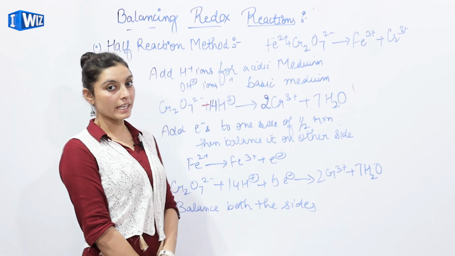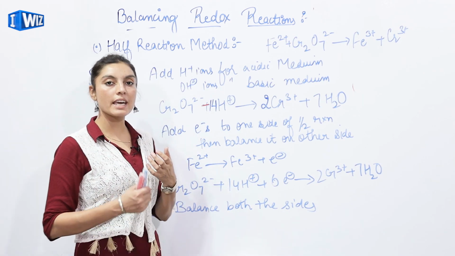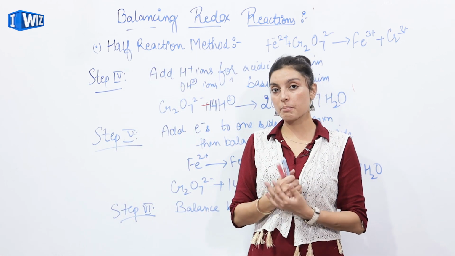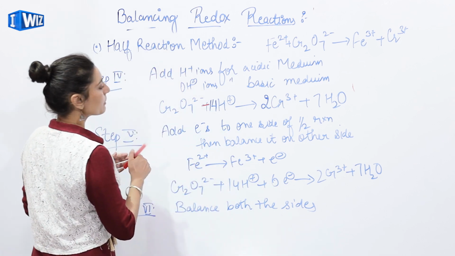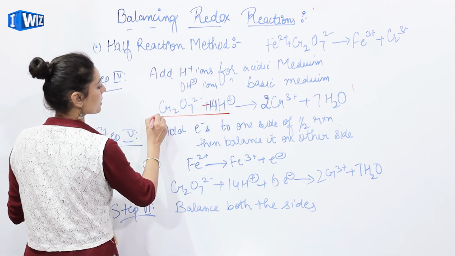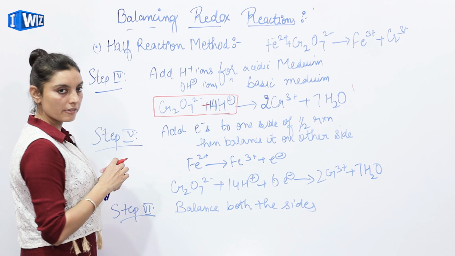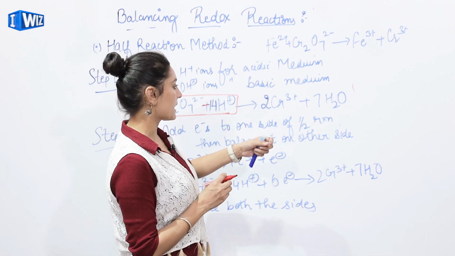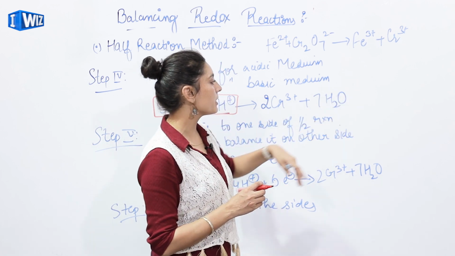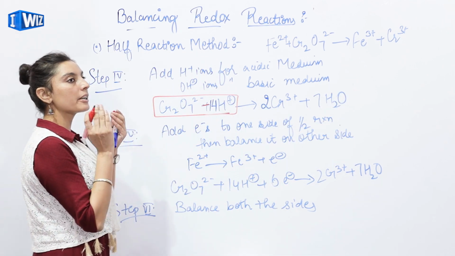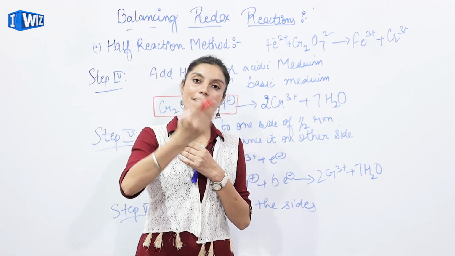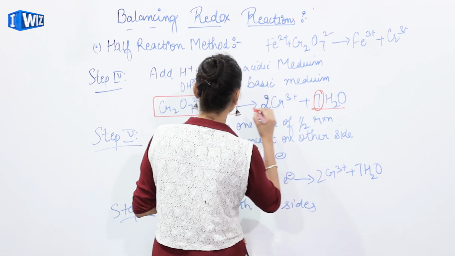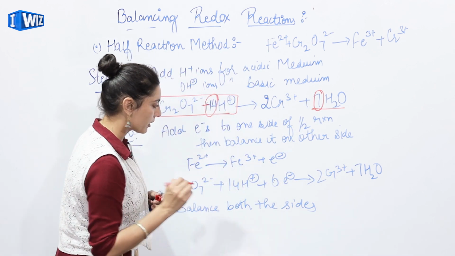Moving ahead, we have the next step that involves the addition of the H positive ions for the acidic media and the OH negative ions for the basic media. So we will add the H positive ions to this dichromate ion. We have already balanced this one in the second step, and here we have the number of water molecules, because the equivalent number of water molecules are produced on the right hand side. So to balance the equation we have taken the number 7 and here it is the number 14.